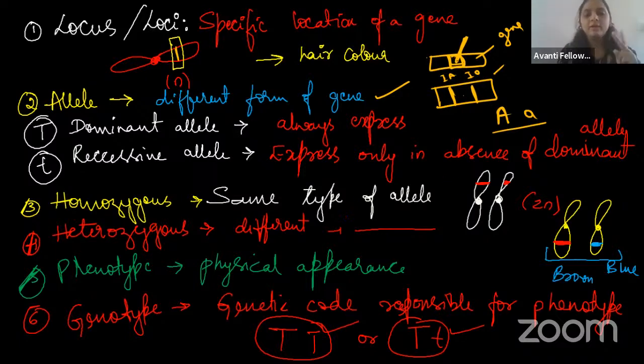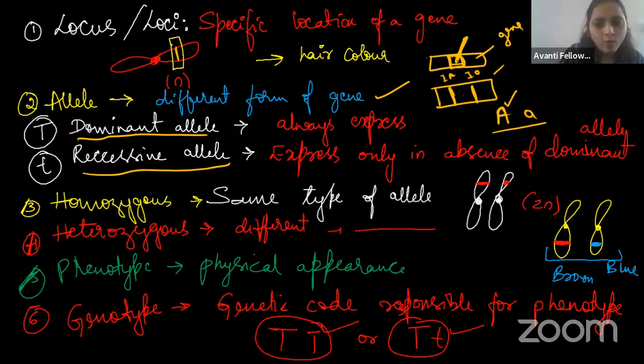In that there are two kinds: one is a dominant allele and the other is a recessive allele. Why do we call it a dominant allele? It will always express, guys. It does not depend on whether the other allele is there or not. It is always dominant. That is what we call a dominant allele. Example, capital A. Capital A is a dominant allele.